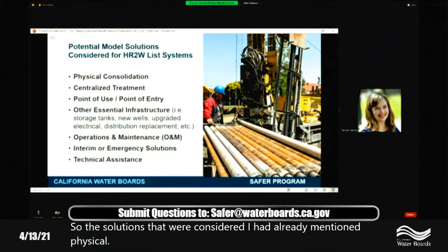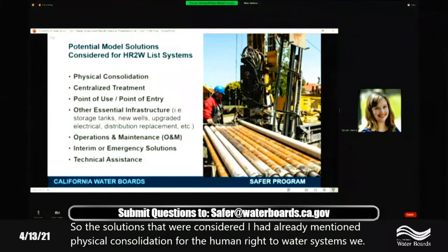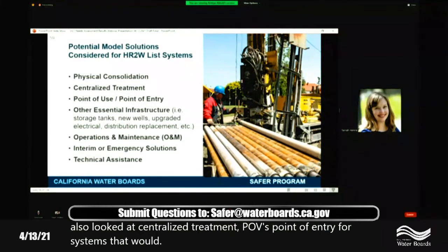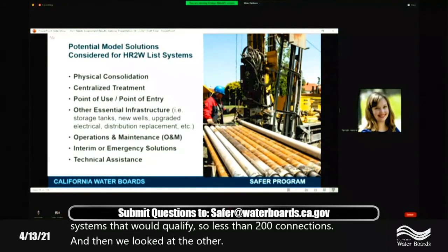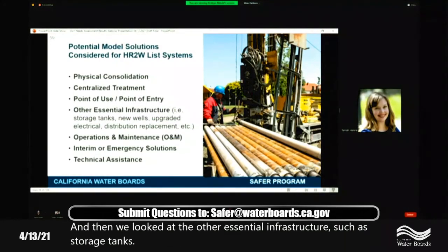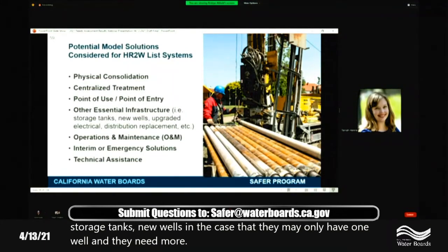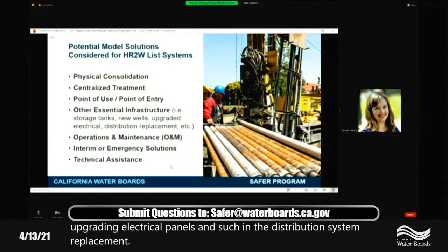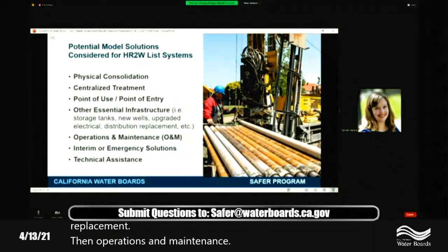So the solutions that were considered, I had already mentioned physical consolidation. For the human right to water systems, we also looked at centralized treatment, point of use, point of entry for systems that would qualify, so less than 200 connections. And then we looked at the other essential infrastructure, such as storage tanks, new wells in the case that they may only have one well and they need another source for redundancy, upgrading electrical panels and such, and the distribution system replacement.